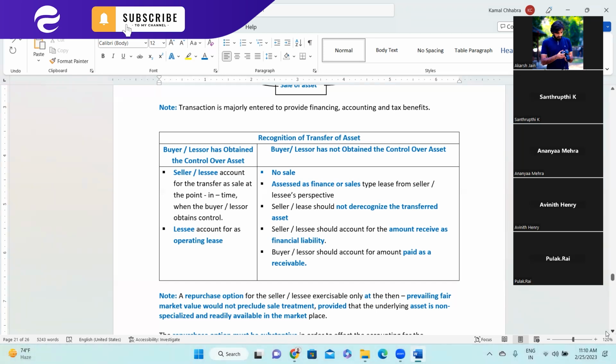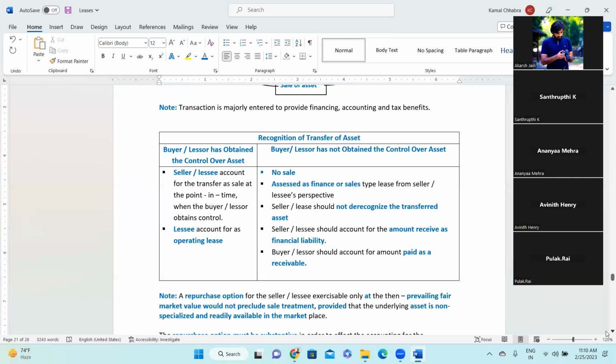We need to assess whether this transaction is a finance type lease or a sales type lease from the seller's point of view. And the seller or lessee does not de-recognize or transfer the asset. So the asset which is in the books of the seller, he or she should not de-recognize if that is the situation, that control is not transferred. And then third, the seller or lessee should recognize the amount received as a financial liability, so it will come into the liability side. And the buyer who is paying the money would account for it as a receivable.